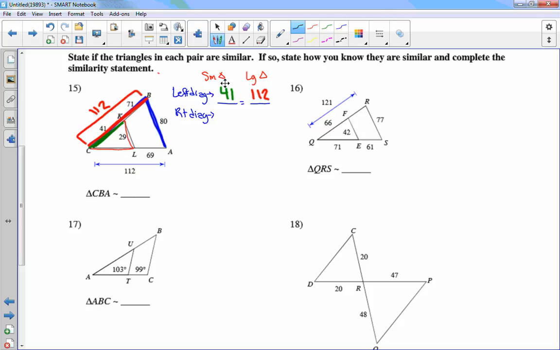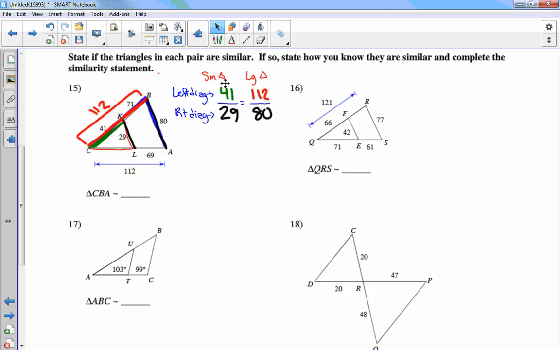Okay, the right diagonal. On the smaller triangle, how long is that? 29. And on the larger triangle, how long is that? 80. Now, if these are actually similar, then they should have a relationship from small to large where they are growing and shrinking at the same rate. Also, the left diagonal to the right diagonal should have the same relationship whether it's on the small triangle or the large triangle. So what we're going to do is simplify both fractions. If they simplify to the same form, then they are similar. If they don't, they are not.